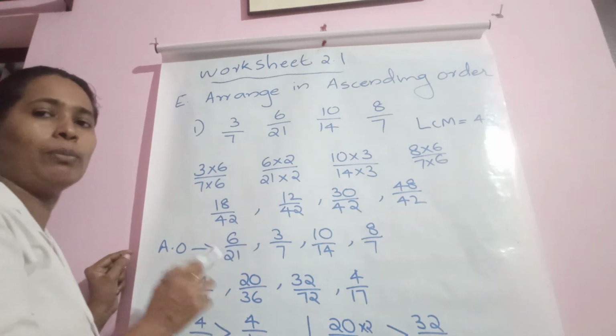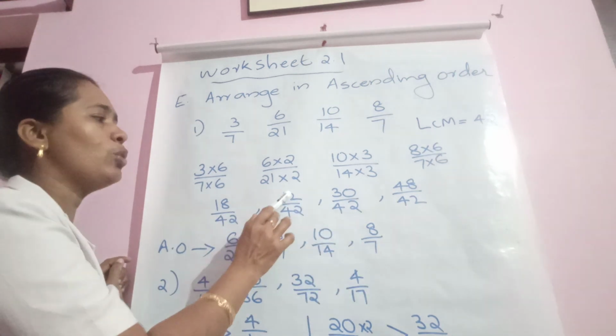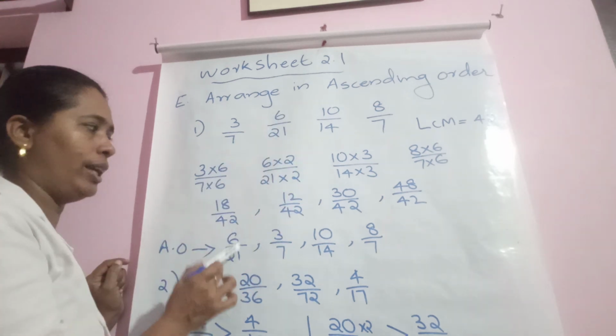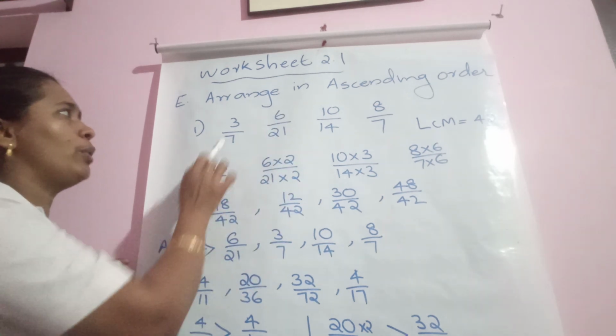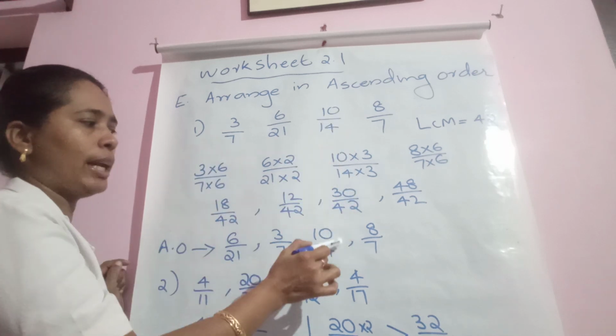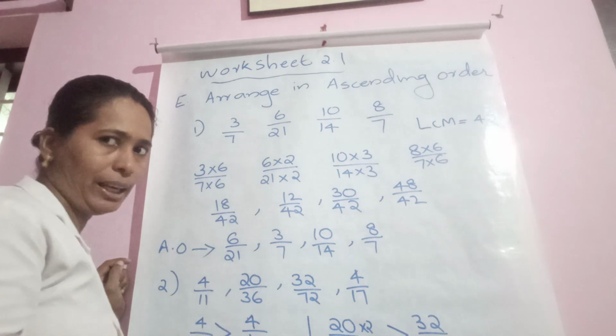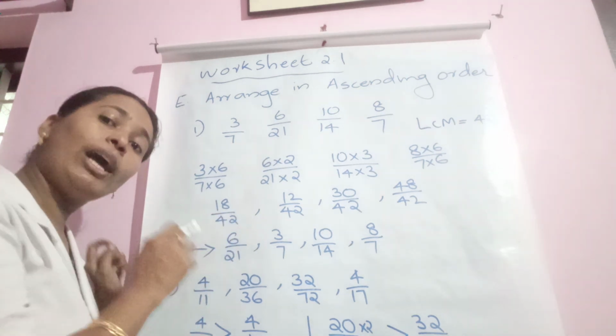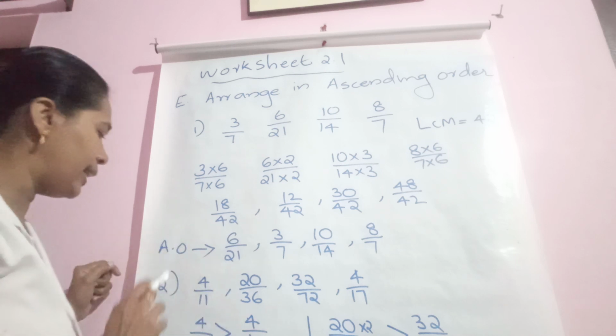Ascending order means small to big. So here 12 by 42 is our smallest, which is 6 by 21. The second one, 18 by 42, is 3 by 7. The third one is 30 by 42, which is 10 by 14, and the last is 8 by 7. This is one of the methods that you can apply. The teacher will give you another shortcut and easy method in the second question.